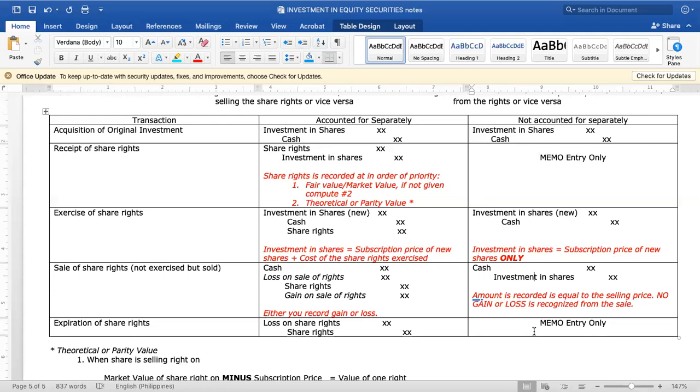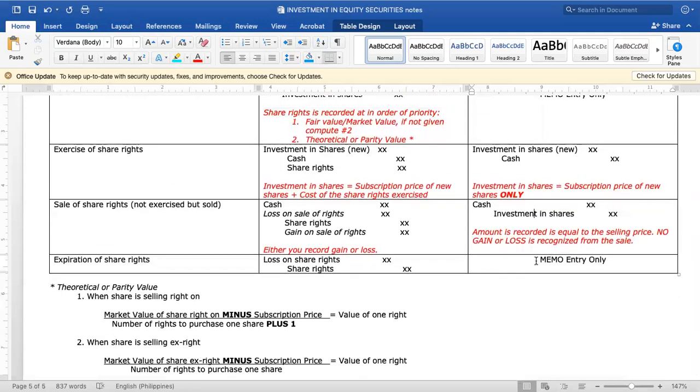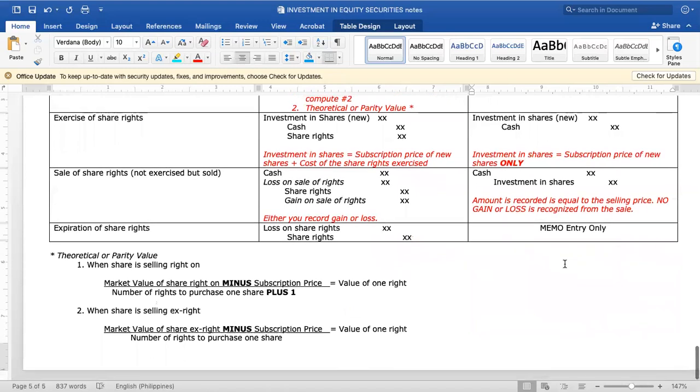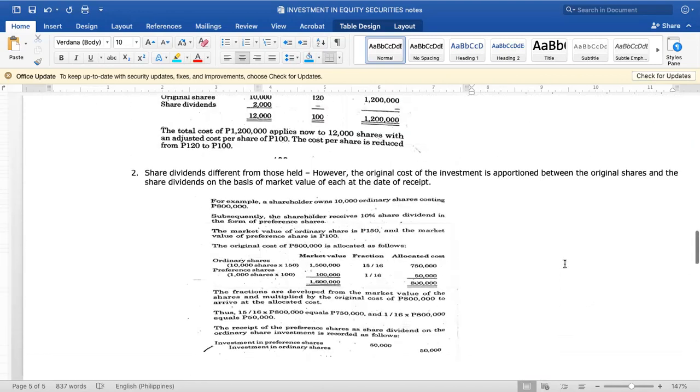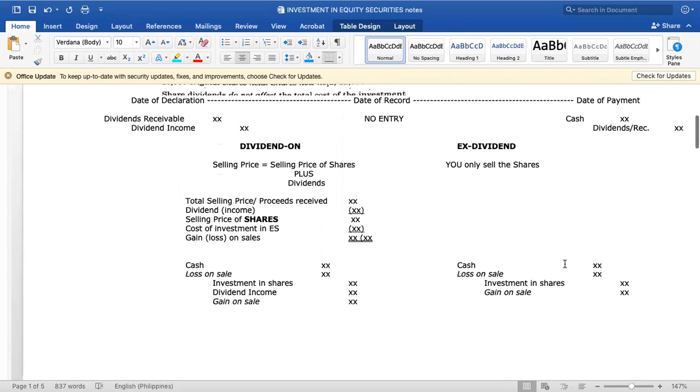Under not accounted for separately, only a memo entry is required because again, you did not recognize any share rights account here. So only a memo entry that it has expired. It can no longer be used to acquire new shares. So your right to purchase new shares in the corporation has stopped. So I guess that's all for the investment in equity securities. So I hope you have learned something and thank you for listening.